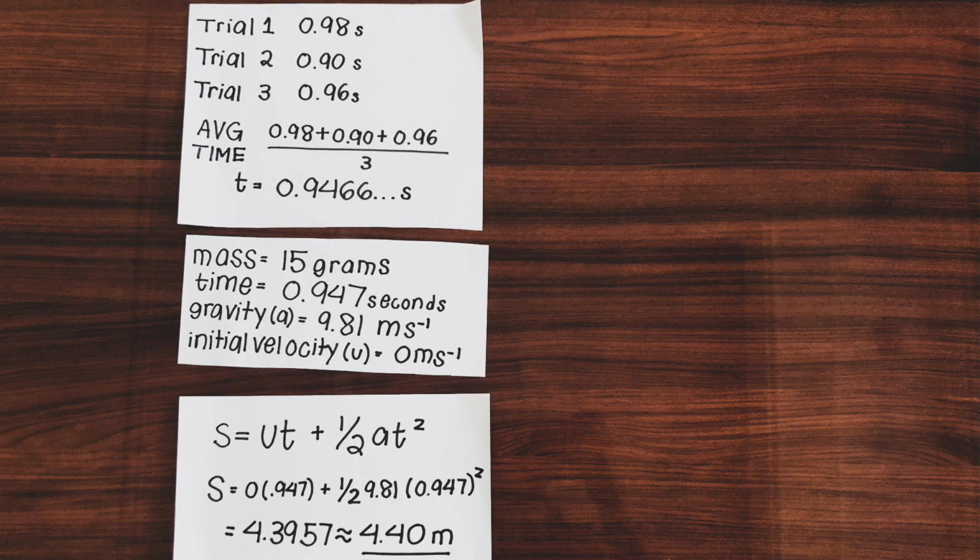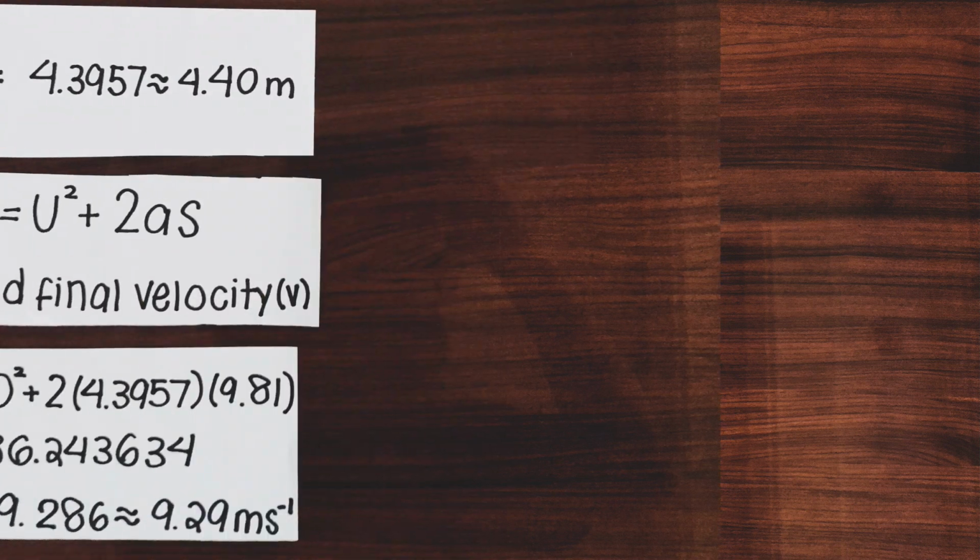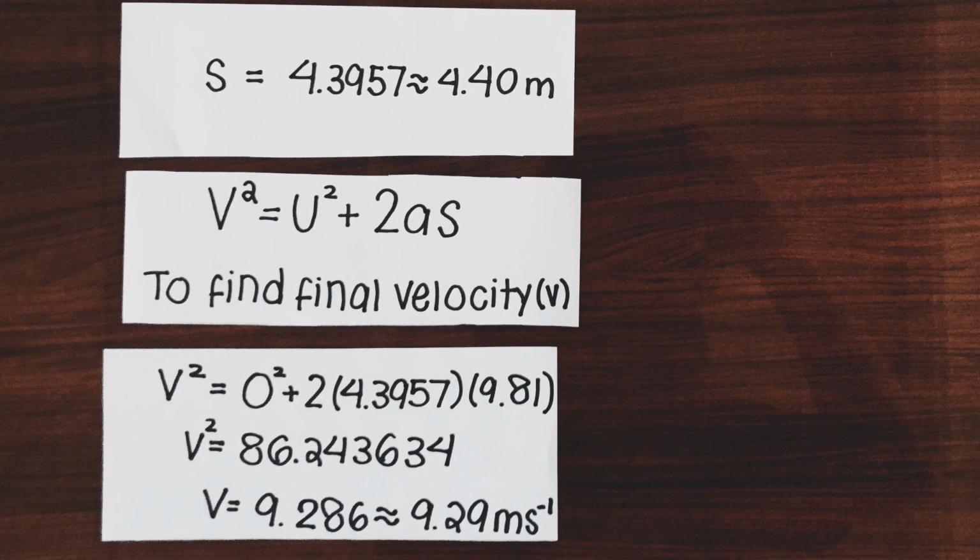So after dropping the bottle 3 times, the average time is 0.9466 seconds. We also know the mass now, which is 15 grams, and because gravity is 9.81 meters per second squared and the initial velocity is 0 meters per second, the equation of motion gives us 4.40 as the height in which the bottle is being dropped. To find final velocity v, we use this equation of motion, and we get 9.29 meters per second as our final velocity.